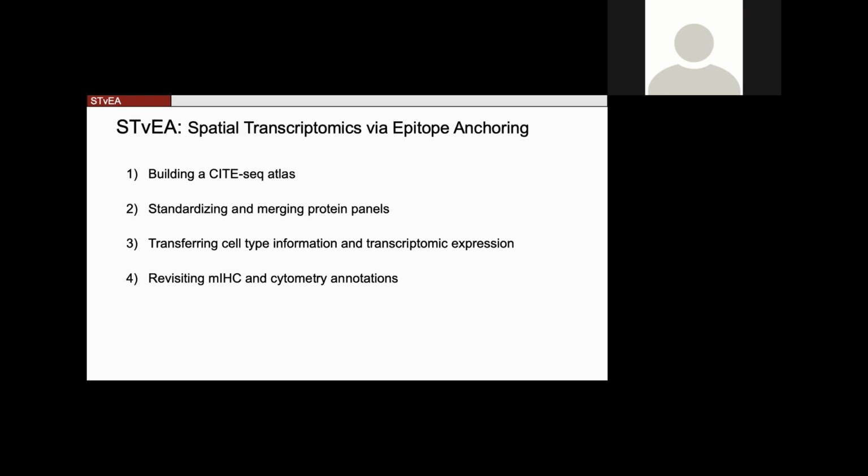Then we take the protein panels from both CITE-seq and the immunohistochemistry or cytometry technology, and we standardize and merge them into a shared protein space so that we can identify cells that have similar antigenic profiles. And then we use those cells to transfer the cell type information and transcriptomic expression from the CITE-seq atlas onto the immunohistochemistry or cytometry data set. Using that cell type information, we can revise the cell populations from gating, and we can add our own annotations to those.